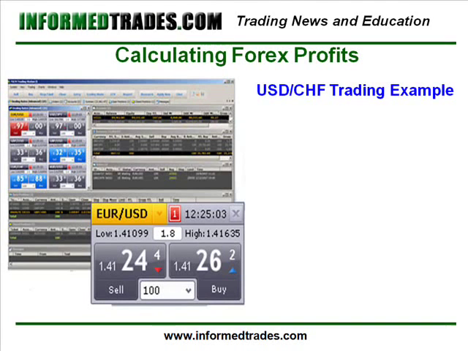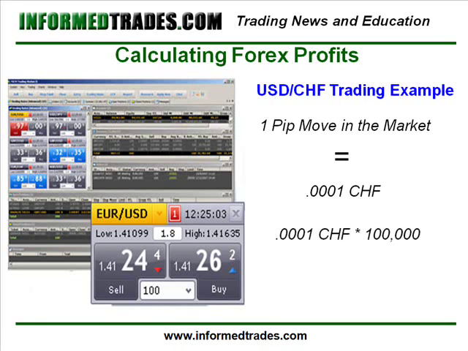To look at an example where the US dollar is not the second currency in the pair, let's take the dollar Swiss. Here, a 1 pip move in the market is equal to 0.0001 Swiss francs. So to get the value of a 1 pip move in the market, we would take 0.0001 Swiss francs and multiply it by the 100,000 contract size, which gives us 10 Swiss francs as the value of a 1 pip move in the market in the dollar Swiss currency pair. So the reason why the pip value fluctuates where the dollar is not the second currency in the pair is because we must then take that, in this example, 10 Swiss francs and convert it back into US dollars to get the US dollar pip value, which is done at the current exchange rate of the US dollar and the Swiss franc.